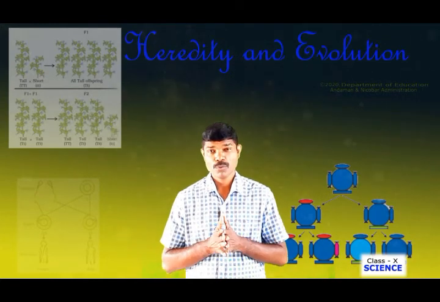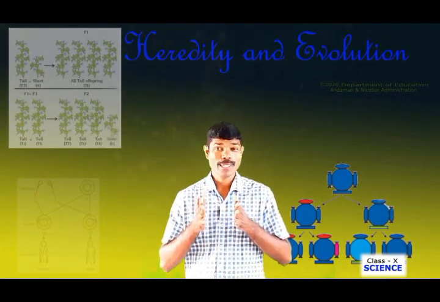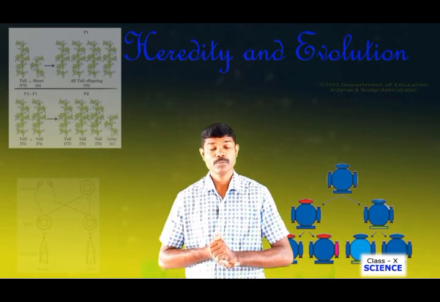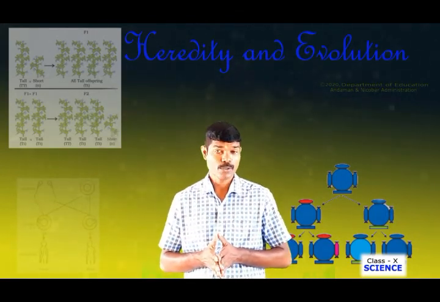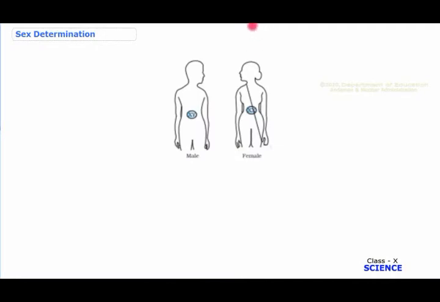Now we should know, in human beings we have 22 pairs of chromosomes and one odd pair of chromosomes. We call it the sex chromosome. Dear students, you should know that all human chromosomes are not paired.